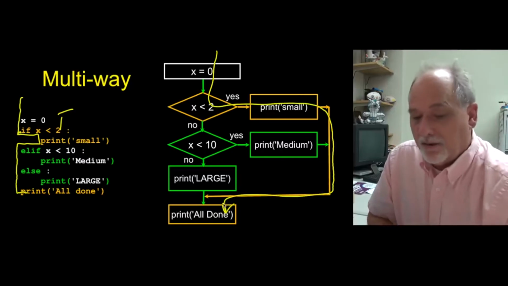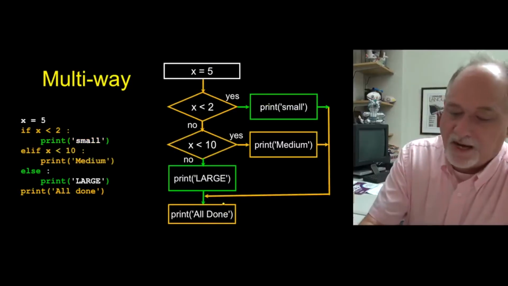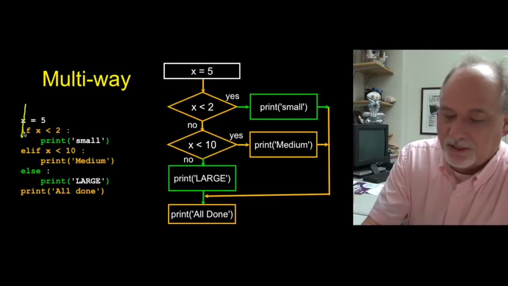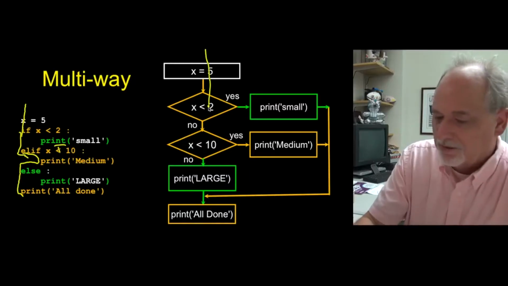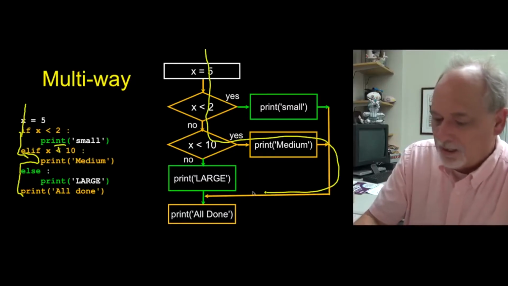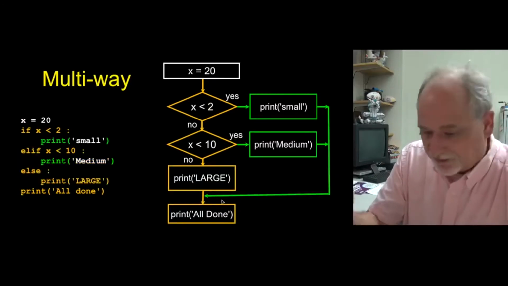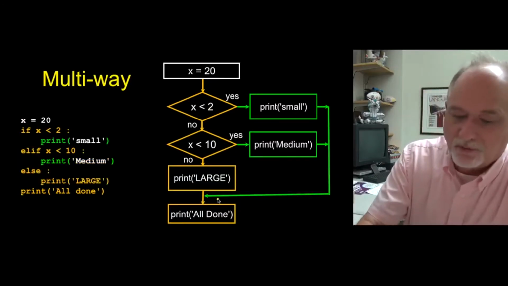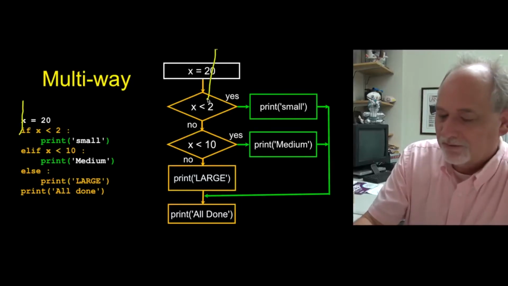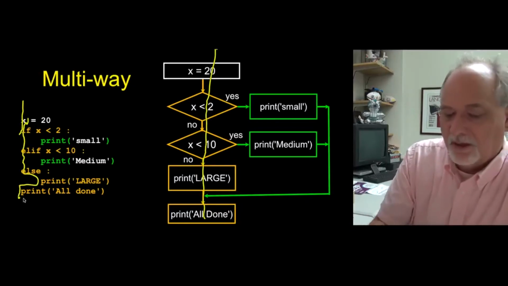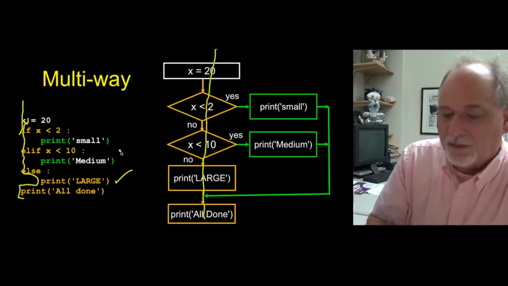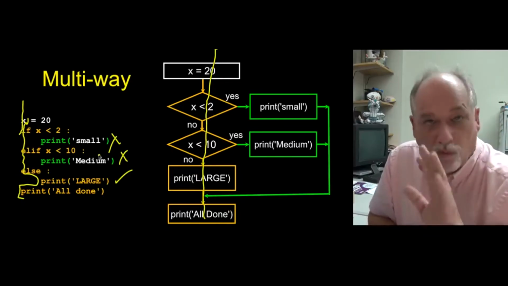On the other hand, if it's 5, then this is false, and it skips that, and it checks this. This is true. It runs this code, and then it's done, skips to the end. It goes like false, true, run, end. And then if x is like 20, for example, it runs false, false, run the else clause, and you're done. So in this case, we ran that, and we didn't run that, and we didn't run that.